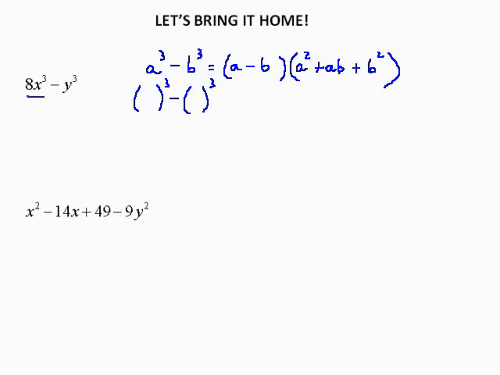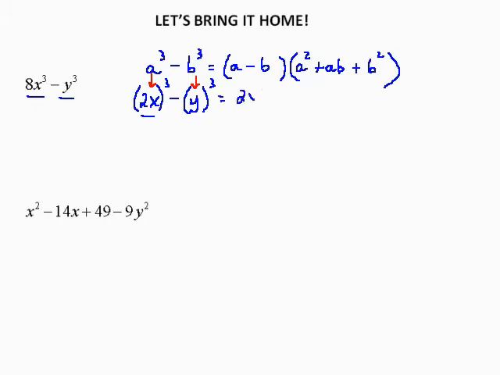So if we're looking at 8x cubed, what do I put in this first parentheses? What times what times what? 2x times 2x times 2x will give me that 8x cubed. For the second one, no one better miss this one. y will give you the y cubed. So now, wherever I see an A, I'm putting in 2x. Wherever I see a B, I'm putting in y. You just have to practice them enough.